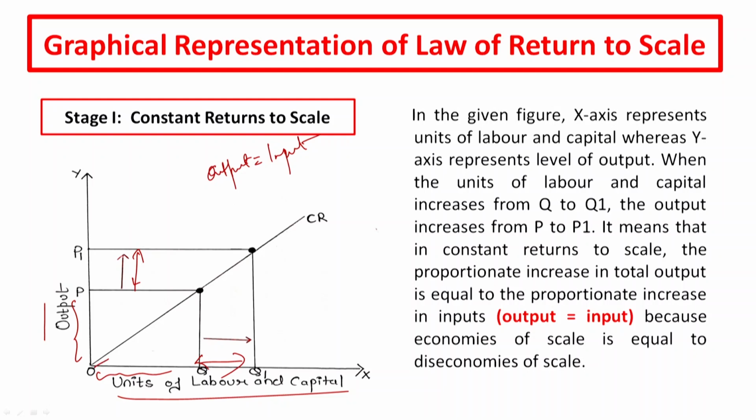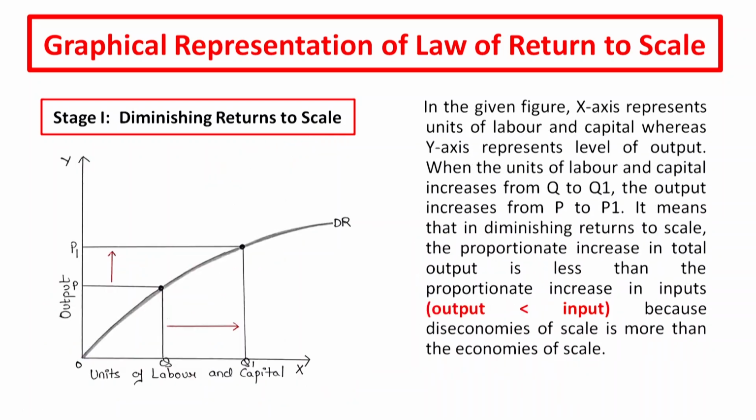So, this will be a straight line like this that signifies the constant return to scale, and it will start from the point of origin. That signifies that when there is no level of input, there will be no output. The third is the diminishing return to scale. This means your output is less than your input.